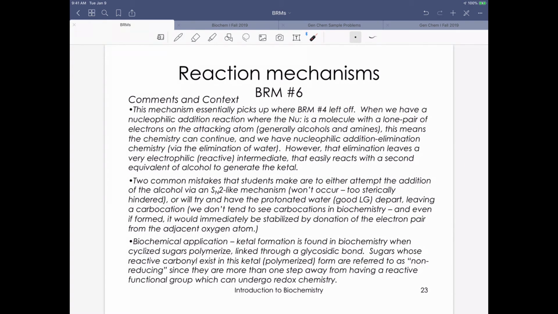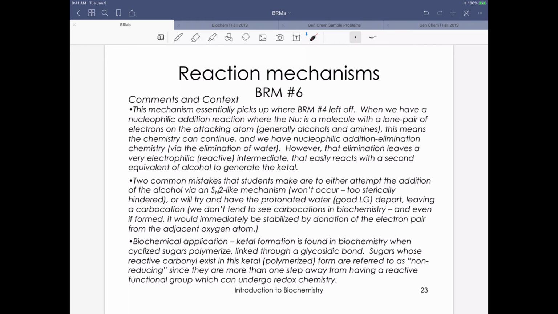So again, just some comments on the biochemical application of this, right? Ketal formation is found in biochemistry when cyclized sugars polymerize. Remember, when we formed those cyclic sugars, that was the formation of the hemis, where we had a hemiketal or a hemiacetal, depending on whether we started from an aldehyde-containing sugar or a ketone-containing sugar. When we polymerize those, that's going to be through the creation of a glycosidic bond. And we'll see this chemistry played out when we learn about carbohydrate structure in a few chapters.